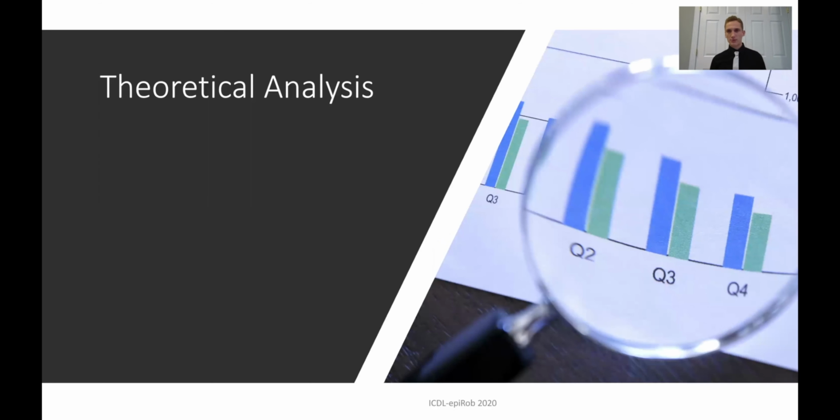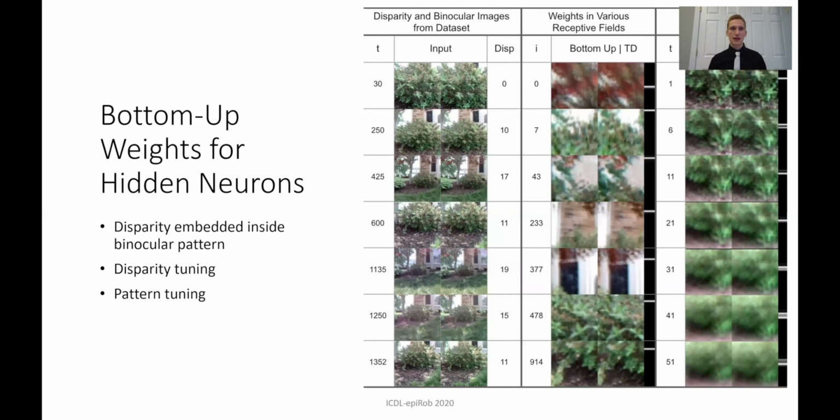So how does the DN perform stereo-disparity detection? What actually occurs under the hood? Let's first look at the bottom-up weights of hidden neurons. As the neurons learn, they strengthen and weaken different weights, where consistent patterns are strengthened and noise is averaged out over time. If you look at the rightmost column of this table, you can see what happens to a neuron's bottom-up weights as it's updated through time.